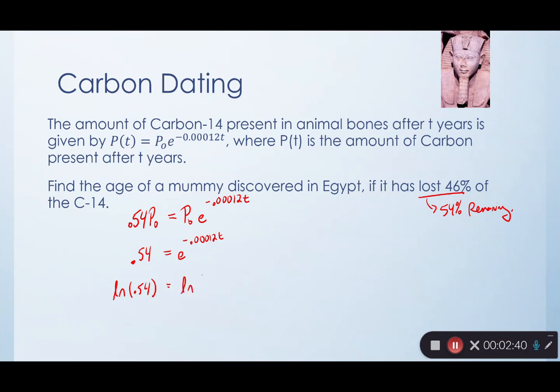So I take the log of e to the negative 0.00012 t. I use my power rule to bring that exponent to the front. And then I say, oh, but ln of e is 1. And so now I can get my t just by dividing both sides by the negative 0.00012.